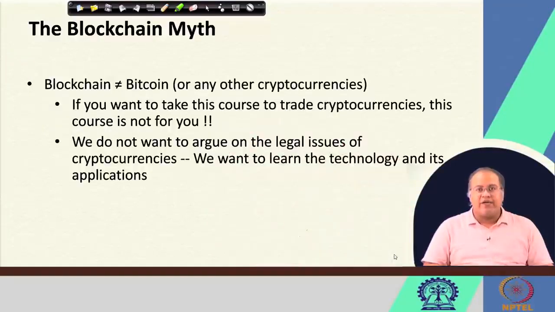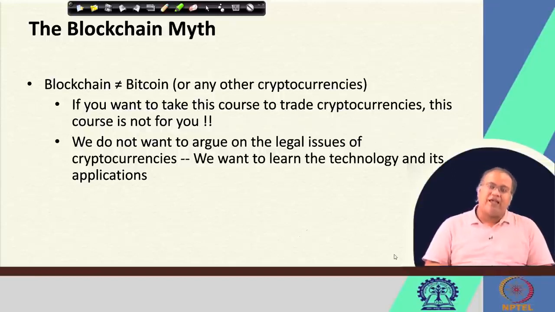So, let us start with the different myths which are around blockchain. In the first class itself I would like to make you aware about these myths, because if you just start with a simple Google search about blockchain, you will possibly get millions of articles, and different articles define blockchain in different ways, and they try to portray blockchain as a stellar technology which can possibly solve all the problems in our life.